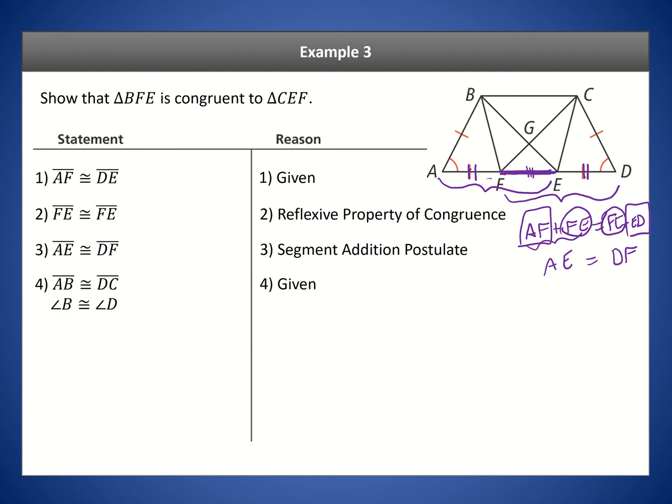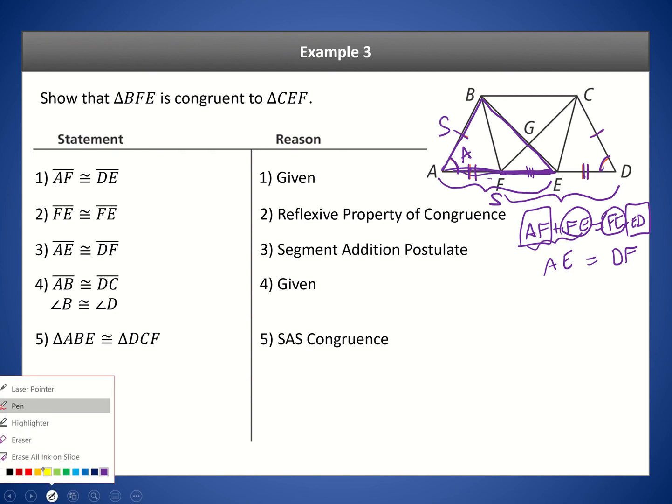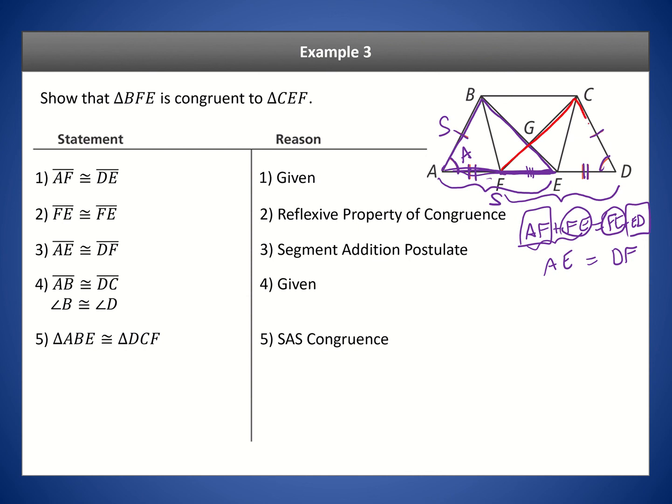All right, so now we have AB is congruent to DC, and angle B is congruent to angle D, and that's just given in the diagram here. Now we're going to establish that the two triangles ABE and DCF are congruent by side, angle, and side. So this purple triangle is now congruent to this red triangle, now that we established the side, angle, side for each of those triangles.